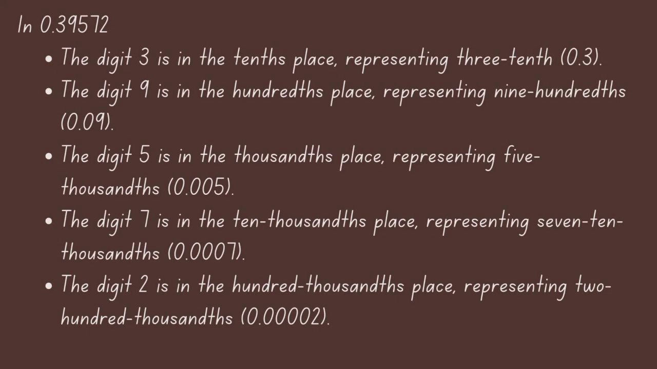In 0.39572, the digit 3 is in the tenth place representing 3 tenths, 0.3. The digit 9 is in the hundredth place representing 9 hundredths, 0.09. The digit 5 is in the thousandth place representing 5 thousandths, 0.005. The digit 7 is in the ten-thousandth place representing 7 ten-thousandths, 0.0007. The digit 2 is in the hundred-thousandth place representing 2 hundred-thousandths, 0.00002.